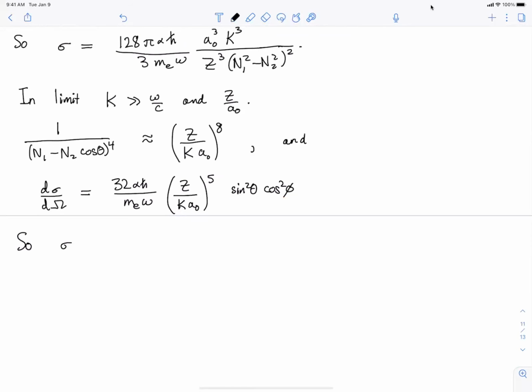Okay, and so the total cross section is 128 pi fine structure constant h bar over 3 mass of the electron omega times this factor that goes like the 5th power of 1 over k.